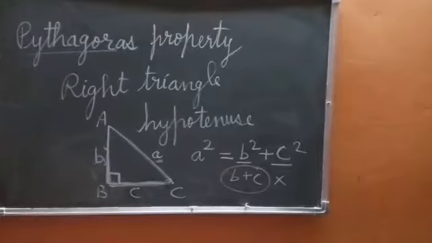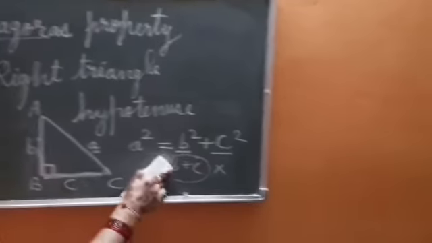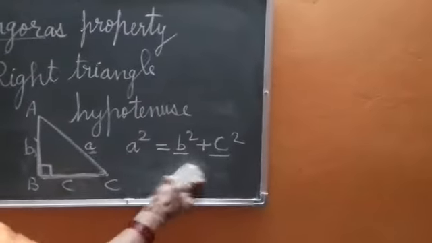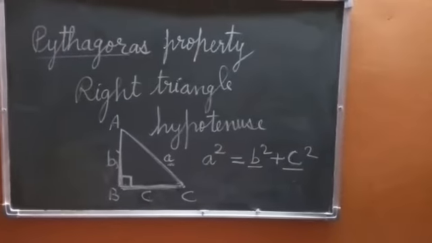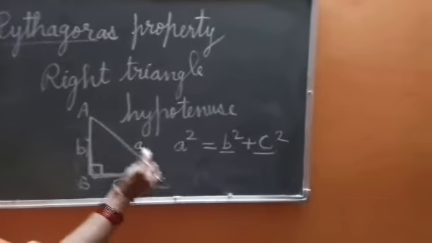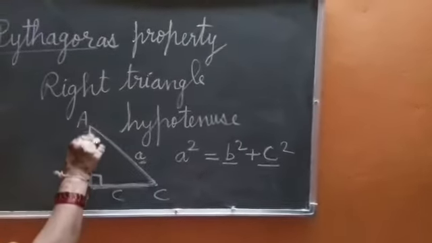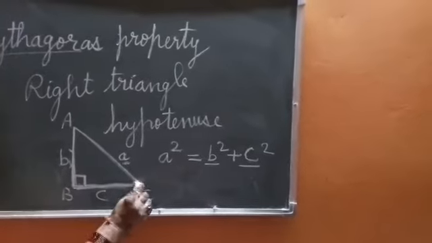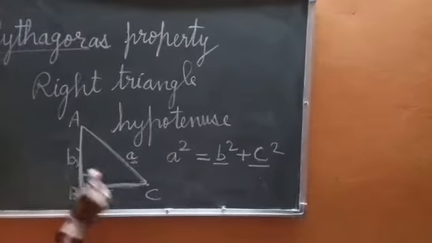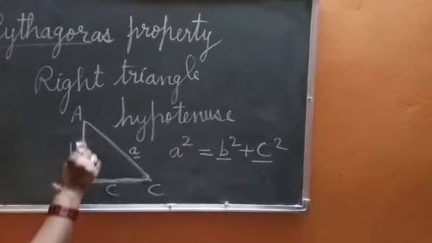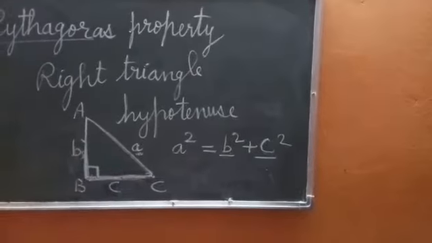So this is the property known as Pythagoras property, where the square of the hypotenuse is equal to the sum of squares of the remaining two sides, or the sides which are making the right angle.